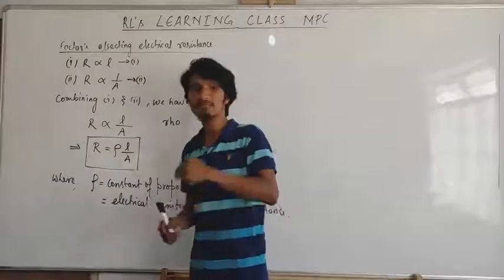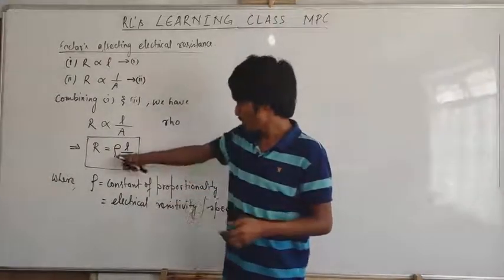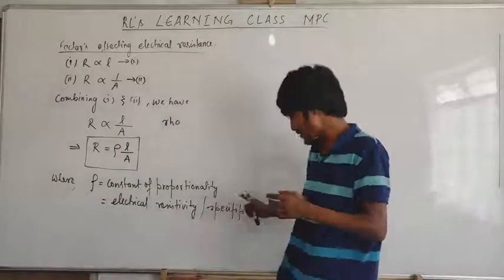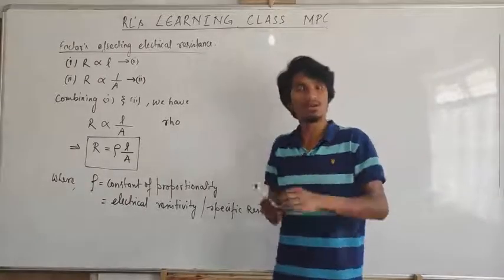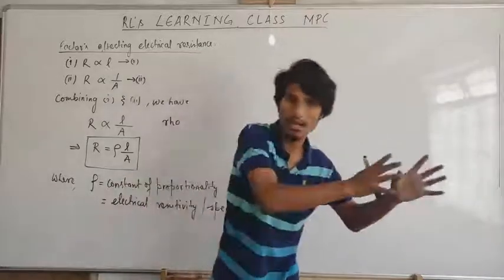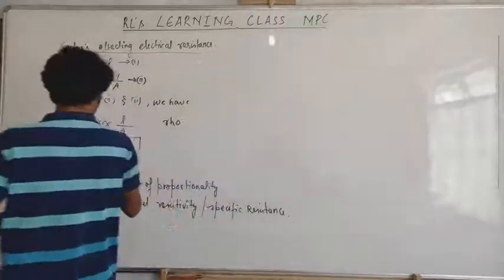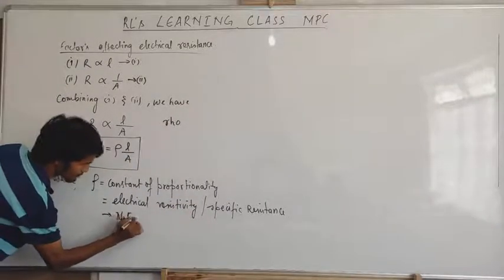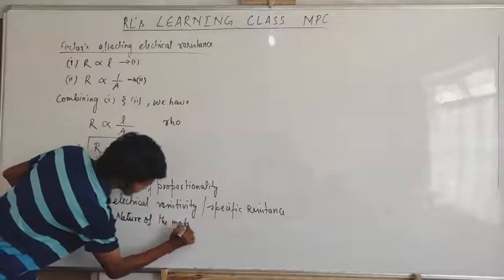Then resistance changes with the size and the length, whatever it is. But this constant of proportionality, the electrical resistivity or specific resistance, does not change. Whether the size is increasing or decreasing, whether the temperature is changing, whether the pressure is changing, the specific resistance remains the same. This rho is the nature of the material.